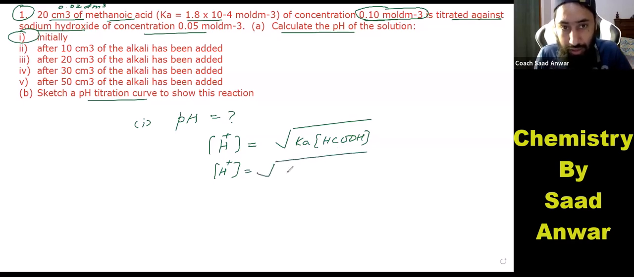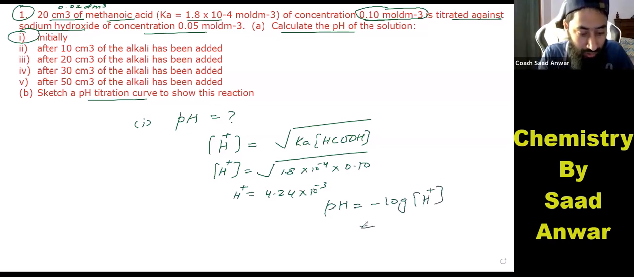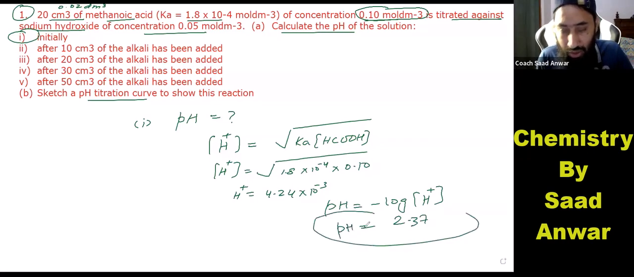So Ka is 1.8 into 10 raised to power minus 4. When I solve this, I will get 2.4 into 10 to the power minus 3. This is the concentration of hydrogen ion. I want pH. pH is equal to negative log of hydrogen ion concentration. So I will take the negative log of my answer and I will get pH 2.37. So this is the pH of the first one.